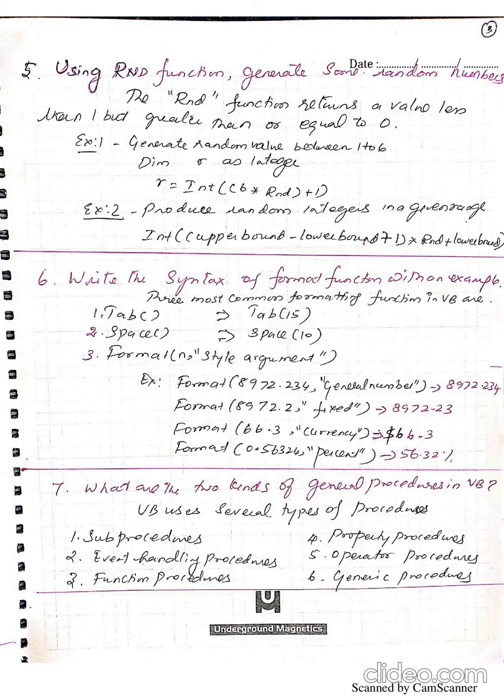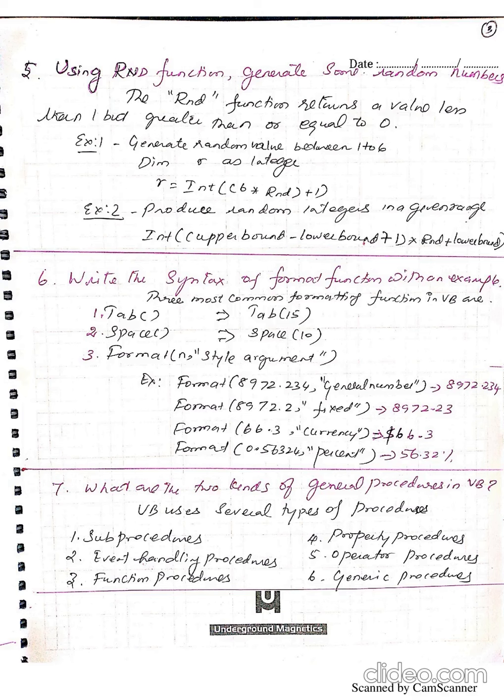Question number 6. Write the syntax of format function with an example. The 3 most common formatting functions in VB are tab, space, format. For example, the format with number: general, fixed, currency and percentage.